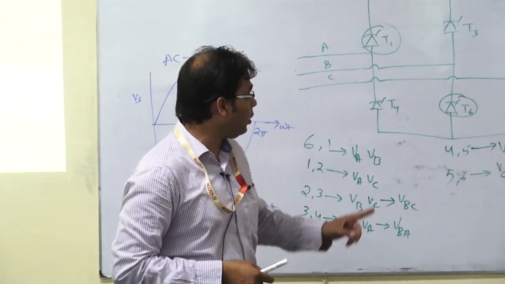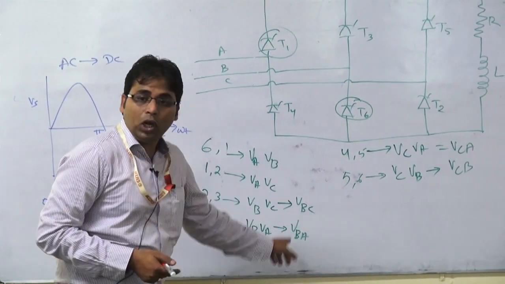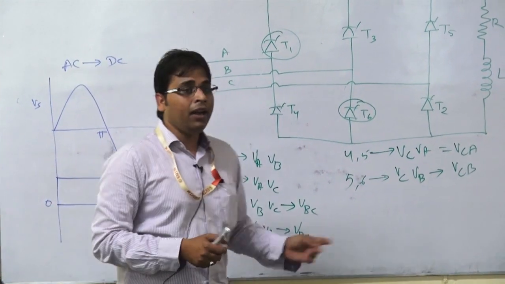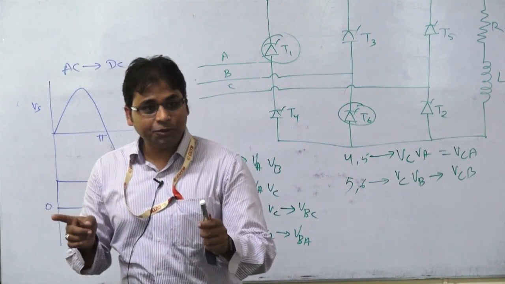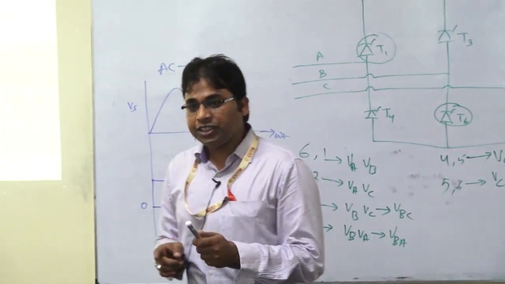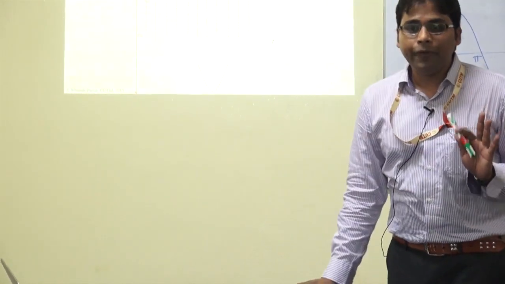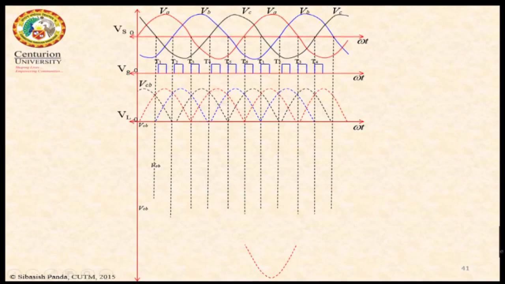So that's the difference between the 3-pulse rectifier and the 6-pulse rectifier. Here the output voltage will follow different line voltages for different conduction durations, whereas there it will follow the phase voltage. That's why we have drawn line voltages here to draw the output voltage instead of phase voltage.